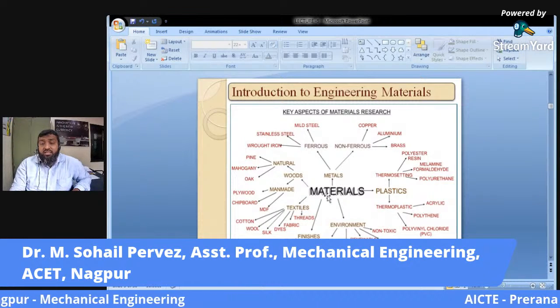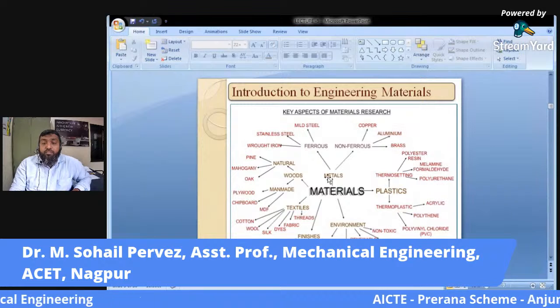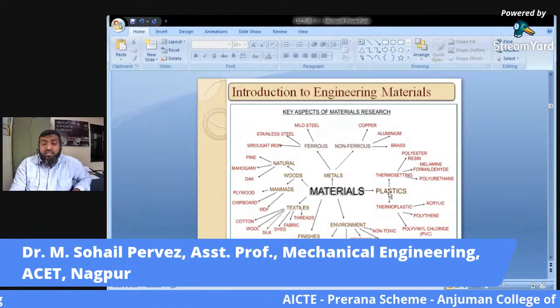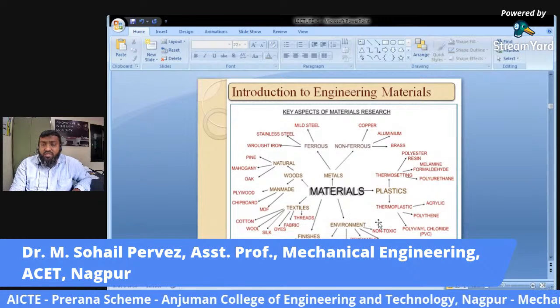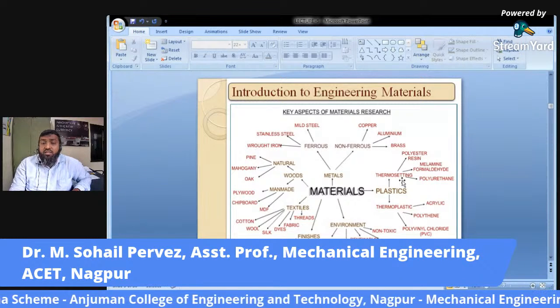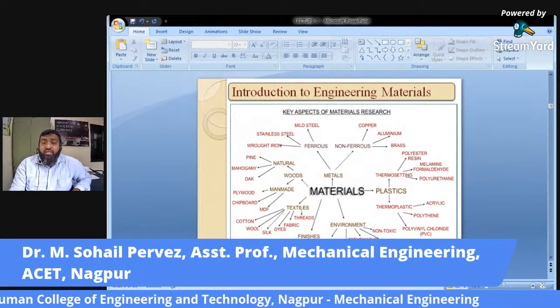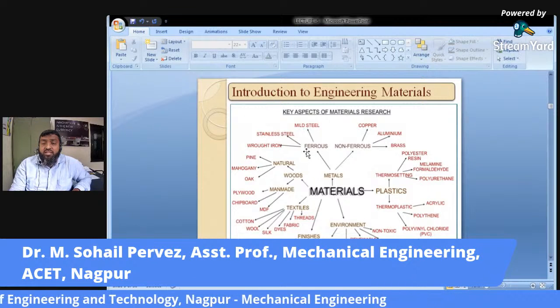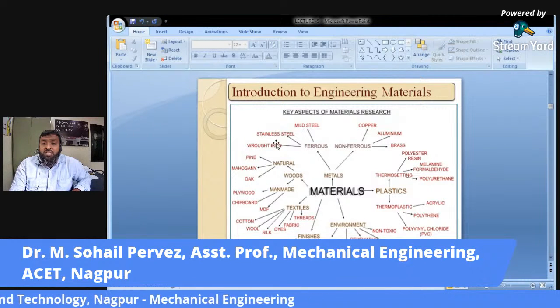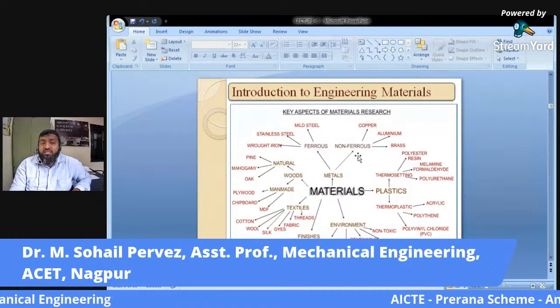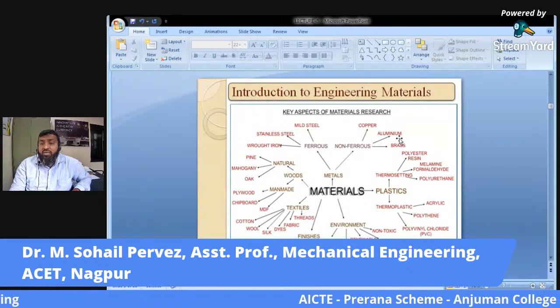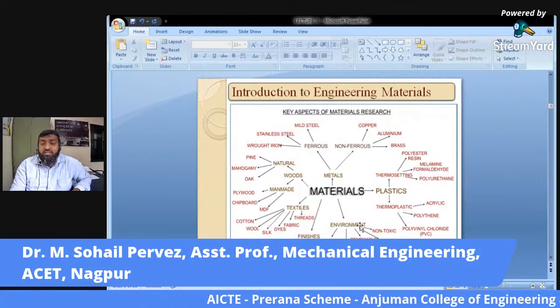So materials: metals, plastics, then textiles, then wood, then environmental. Again, this aspect I'll discuss later on. Now we'll go for metals. Metals are subclassified as ferrous and non-ferrous. Wrought iron, stainless steel, mild steel, these are ferrous products. When I say non-ferrous, copper, aluminium, brass, these are non-ferrous.